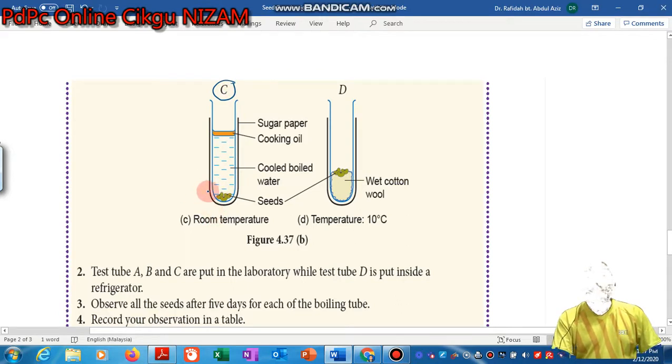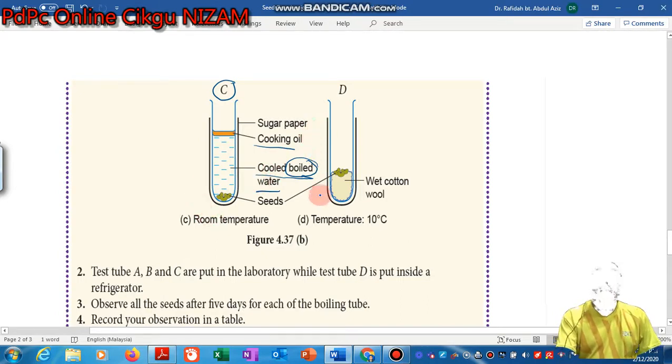Okay, boiling tube C, we have cold boiled water. So you must focus on this one, boiled water that has been cooled. We put the seed inside the boiled water, and then on the surface of this boiled water we put cooking oil. Yeah? So here cooking oil and sugar paper. Every tube will be covered with sugar paper, that is black in color.